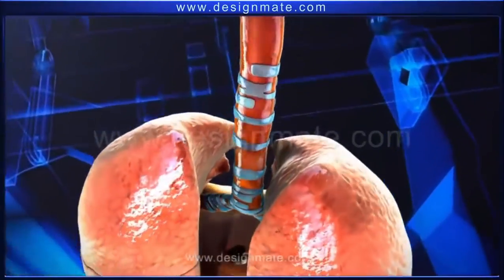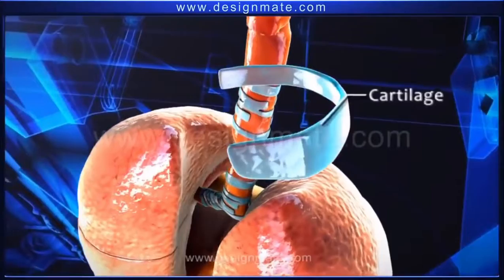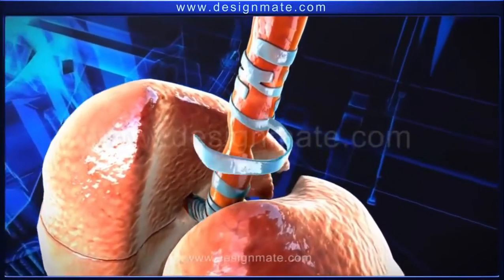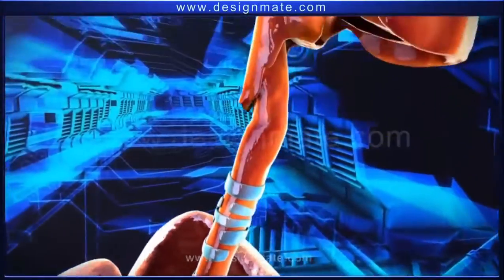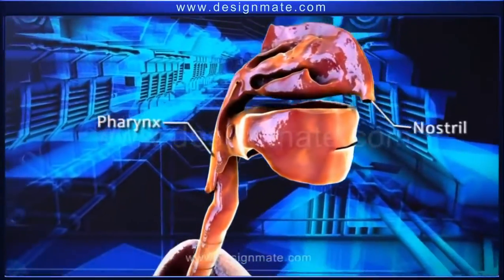The trachea has incomplete C-shaped rings of cartilage, which prevent the tracheal wall from collapsing. The trachea leads into the pharynx, which is connected to the nostrils.